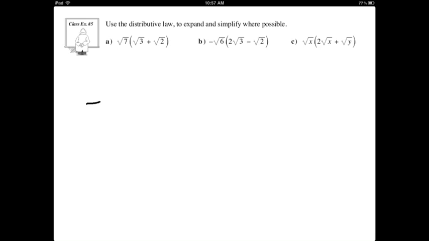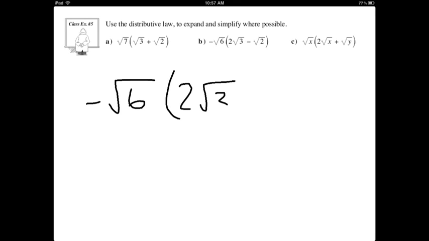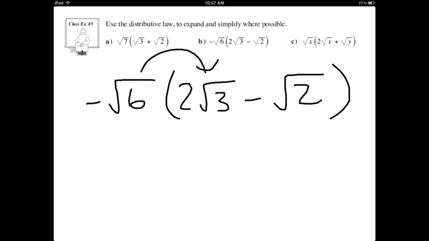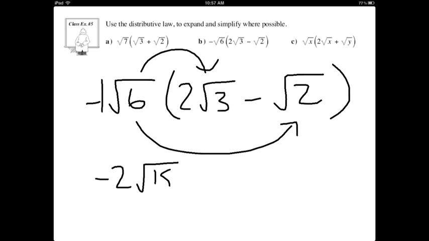For b, we have negative root 6 times 2 root 3 minus root 2. Again, you're going to multiply what's on the outside with everything on the inside. So negative root 6 times 2 root 3. If it helps, you can always put a 1 on the outside to show that the coefficient is negative 1. So negative 1 times 2 is negative 2, and on the inside you have 6 times 3, which is 18.